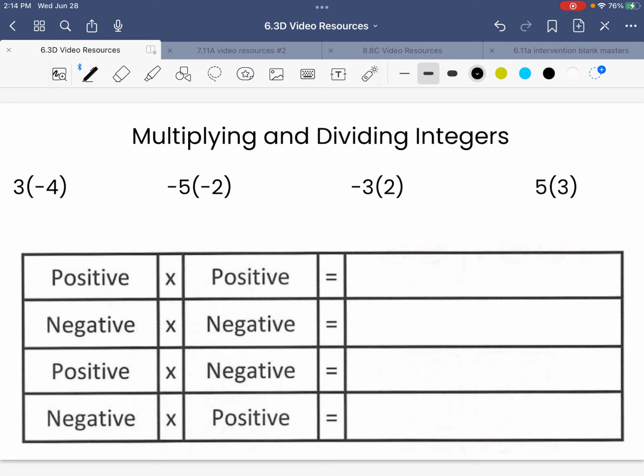And the first one is just 3 groups of -4. So take a moment, pause the video, work it out. 3 groups of -4 gives us -12.